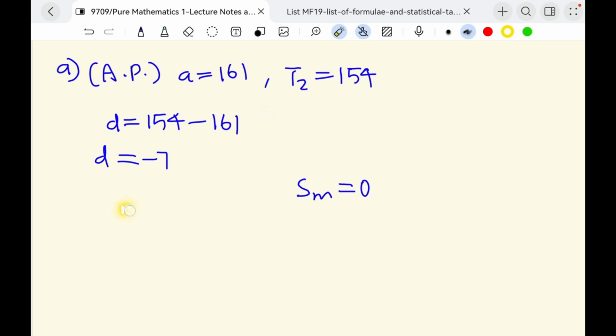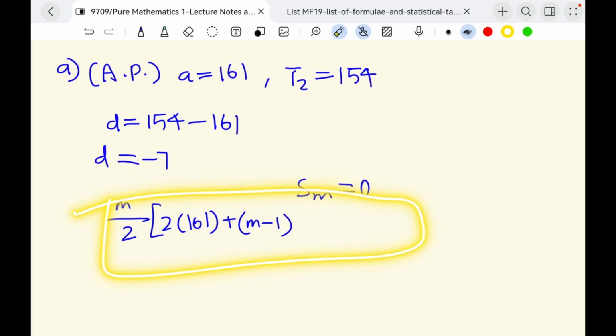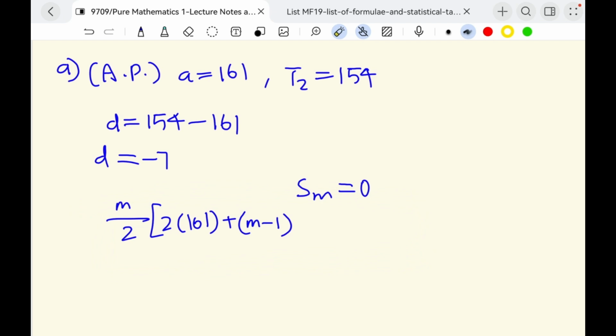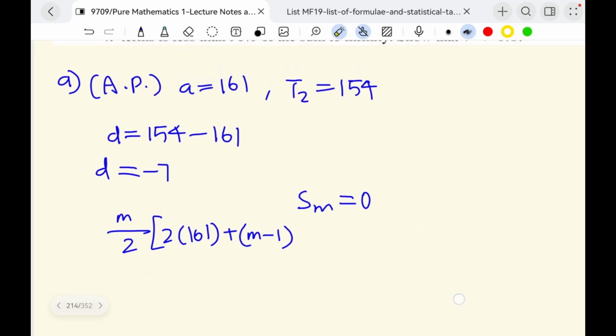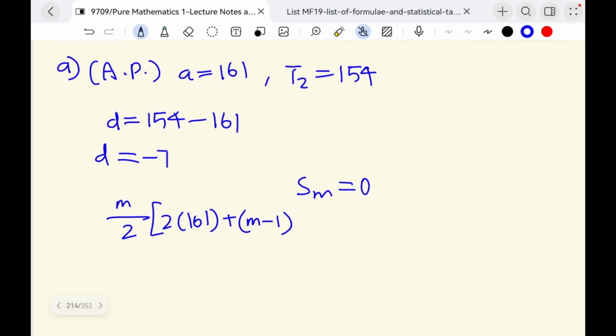So m over 2, times 2 times the first term plus m minus 1 times the common difference. So as you can see, there's a multiplication of m and m. So we can confirm that we have to solve a quadratic equation. If you want to get good at maths, you must have good observation as well as prediction of your workings. So the common difference, which is negative 7, and the whole thing is equal to 0.